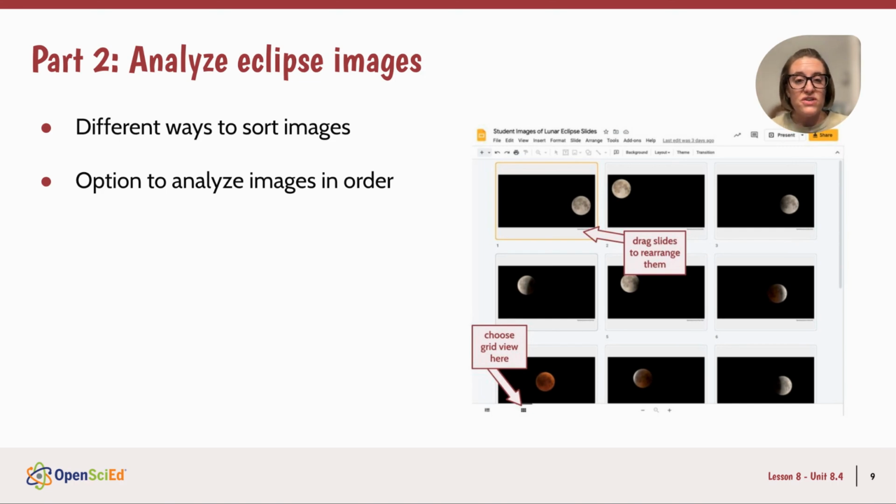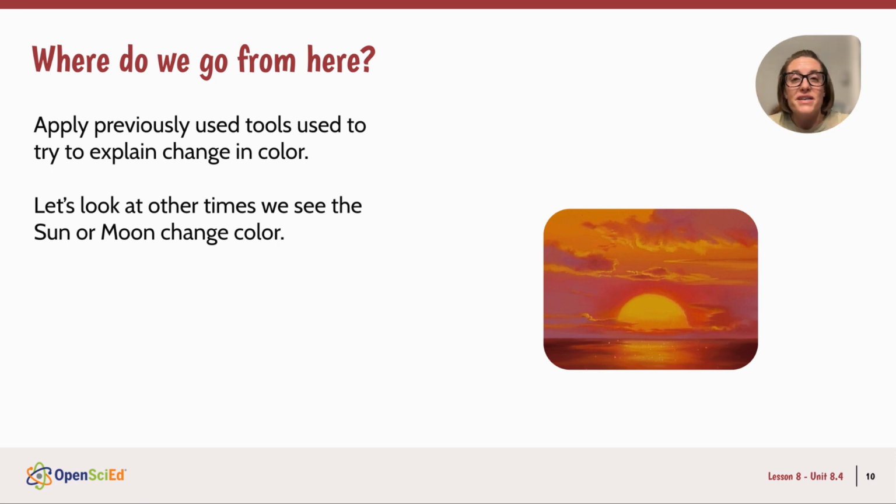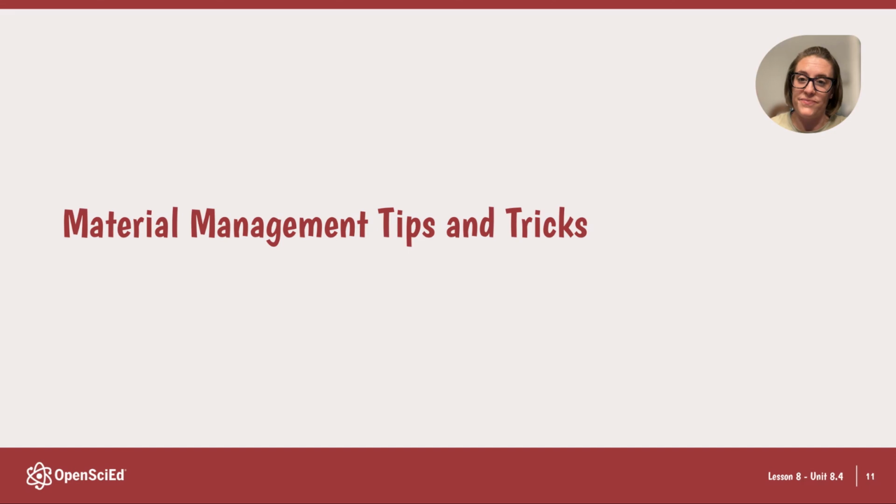Whatever you think would get your students engaged and wondering, why is this not like the solar eclipse? What is going on here? We want to know more. Because where are we going from here? We want to apply previous tools and ideas that we've had to try and explain this color change. And we want to think more deeply about other times we've seen the sun or the moon change color, such as sunrise or sunset or moonrise and moonset.